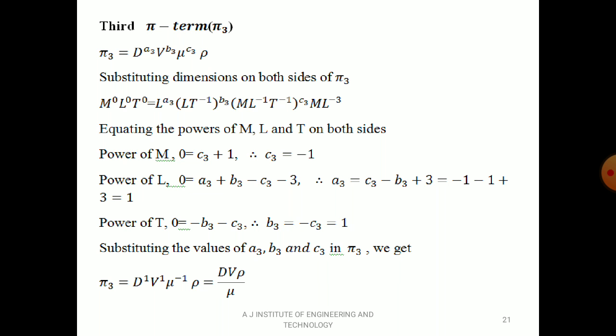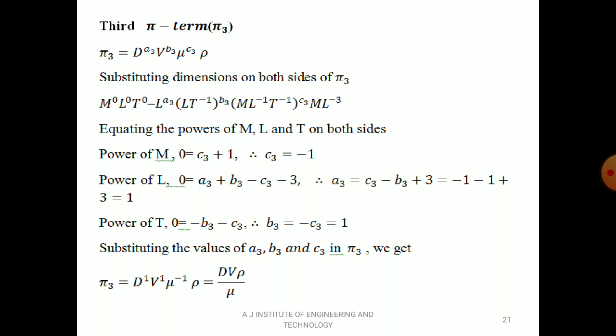Then equating the power of l, 0 equal to a3 plus b3 minus c3 minus 3, as left hand side we have l to the power 0, right hand side l to the power a3, l to the power b3, l to the power minus c3 and l to the power minus 3. So from that we can get expression for a3 as a3 equal to c3 minus b3 plus 3. So that is equal to, I can calculate later.